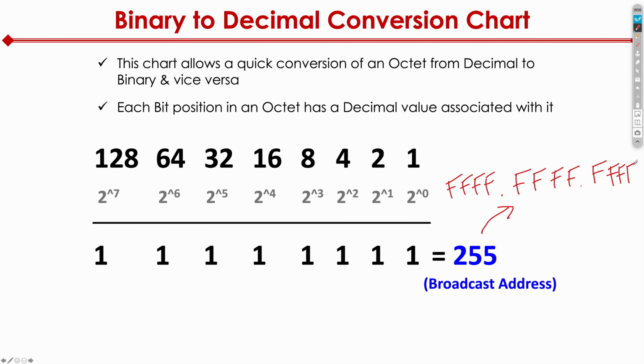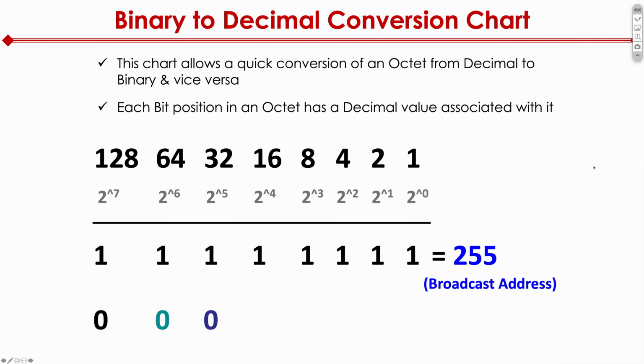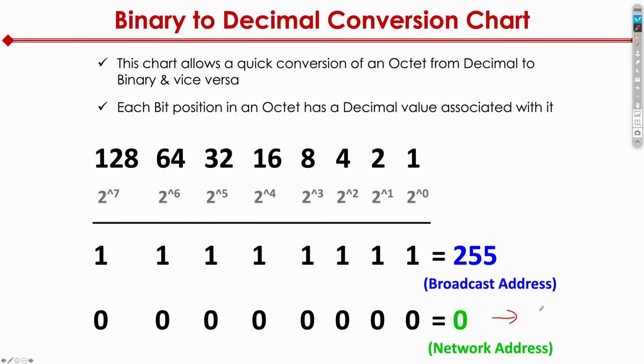All these different Fs happen to be at layer 2. That's the layer 2 broadcast, right? And for us at layer 3, 255 is the broadcast. It's the equivalent. It's the same thing. And what we have next is all zeros. That is considered a network address. So in other words, this defines the beginning of an IP address range, and this defines the end of the IP addressing range.